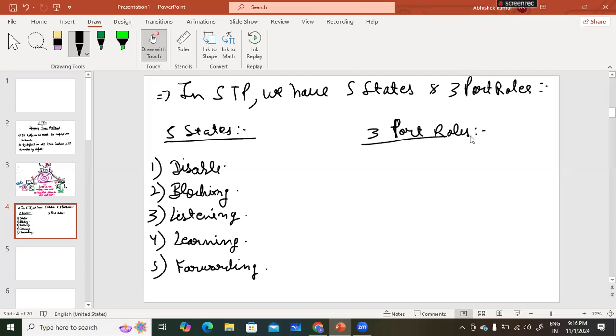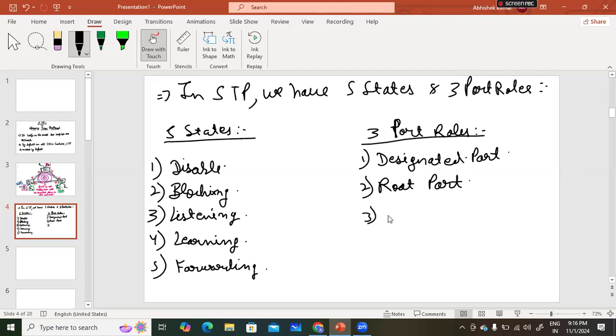Those port roles are, first, the designated port. The second one is the root port. And the third one is the alternate port. Okay. So these 8 things, 5 states and 3 port roles, we are going to discuss in today's class.